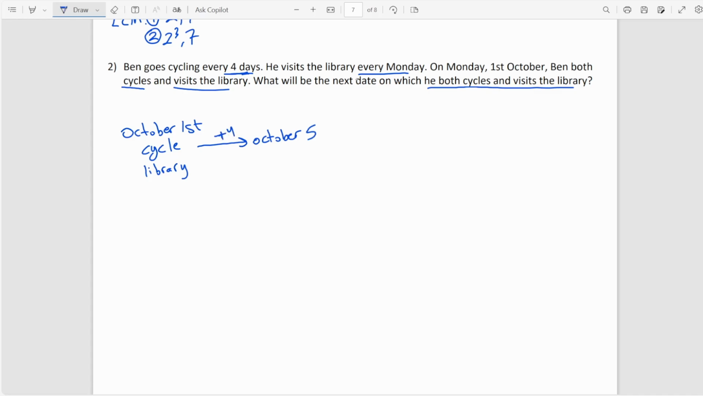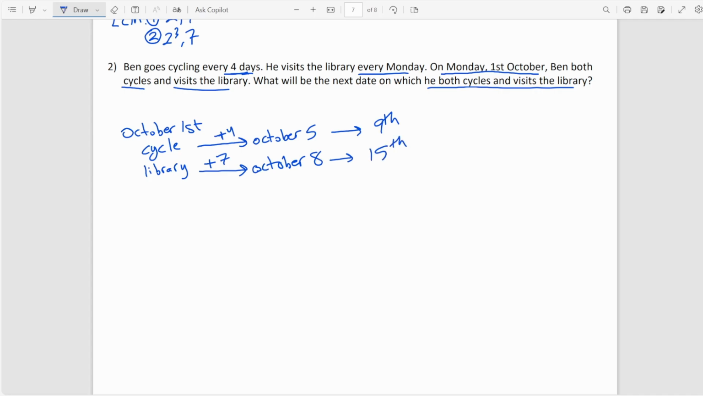Now, as for the library, he visits it every Monday. And over here, 1st of October is Monday. So what will be the next Monday? It will be after 7 days. So what will be the date? 7 plus 1, which is October 8th, right? So then the next time for cycling will be another 4, so October 9th. The next time for the library will be another 7 plus the 8, which is October 15th.